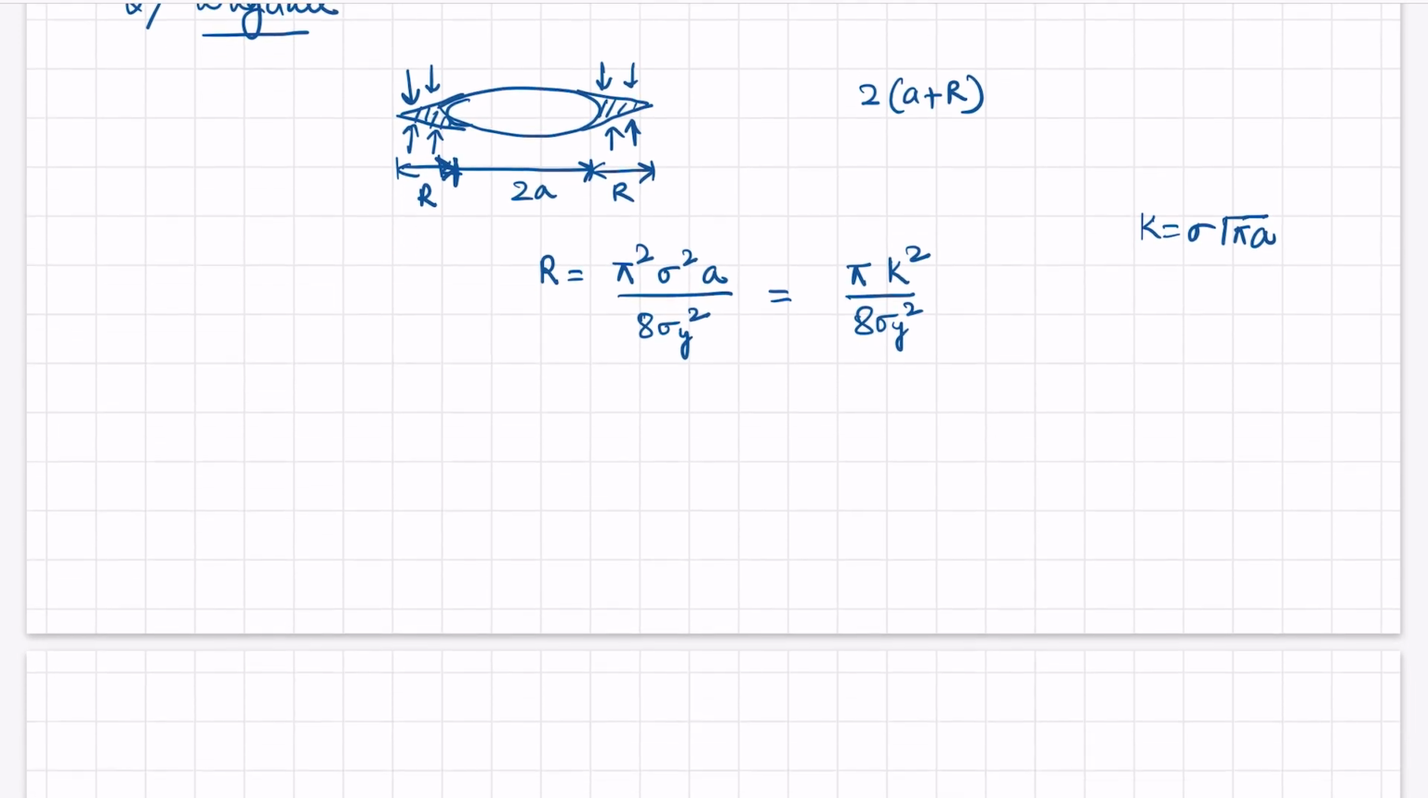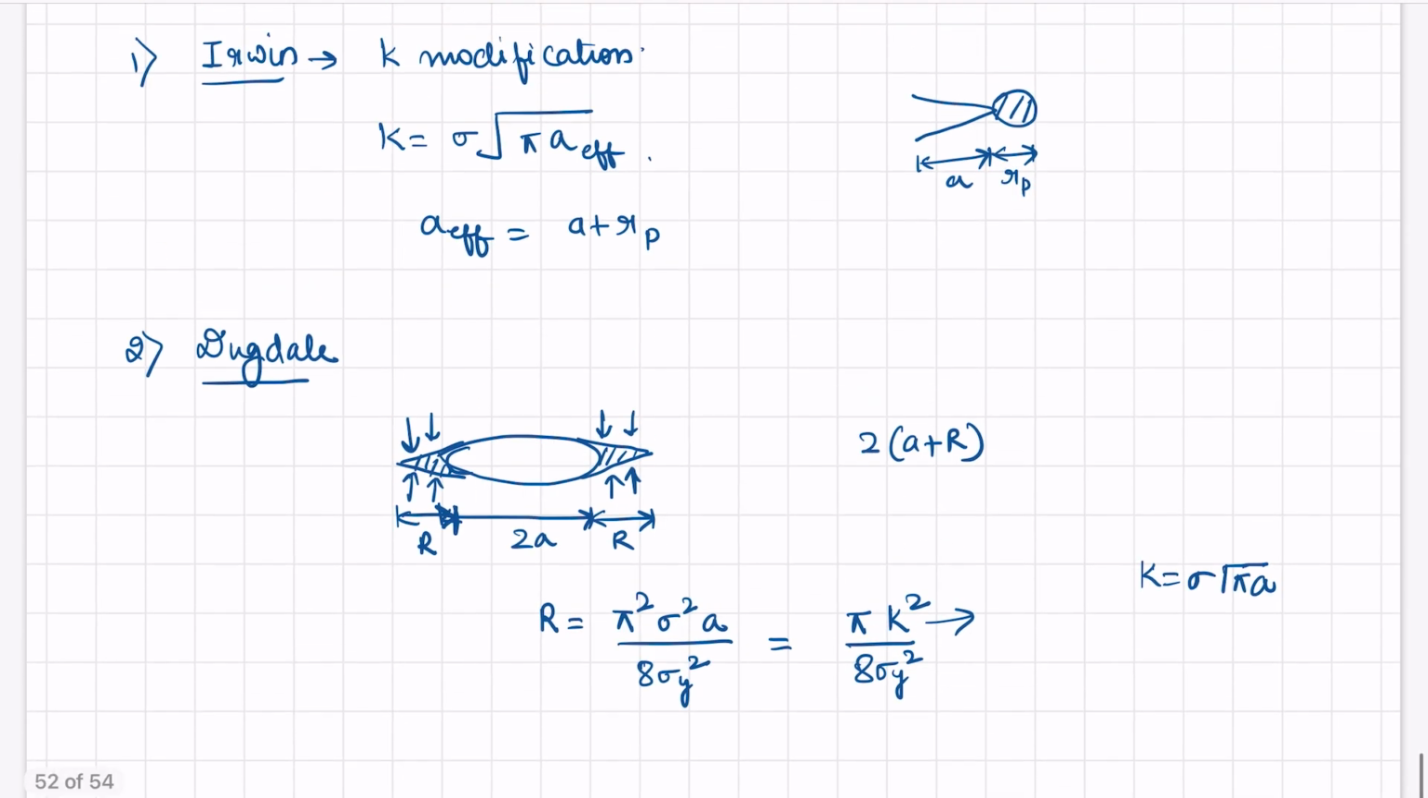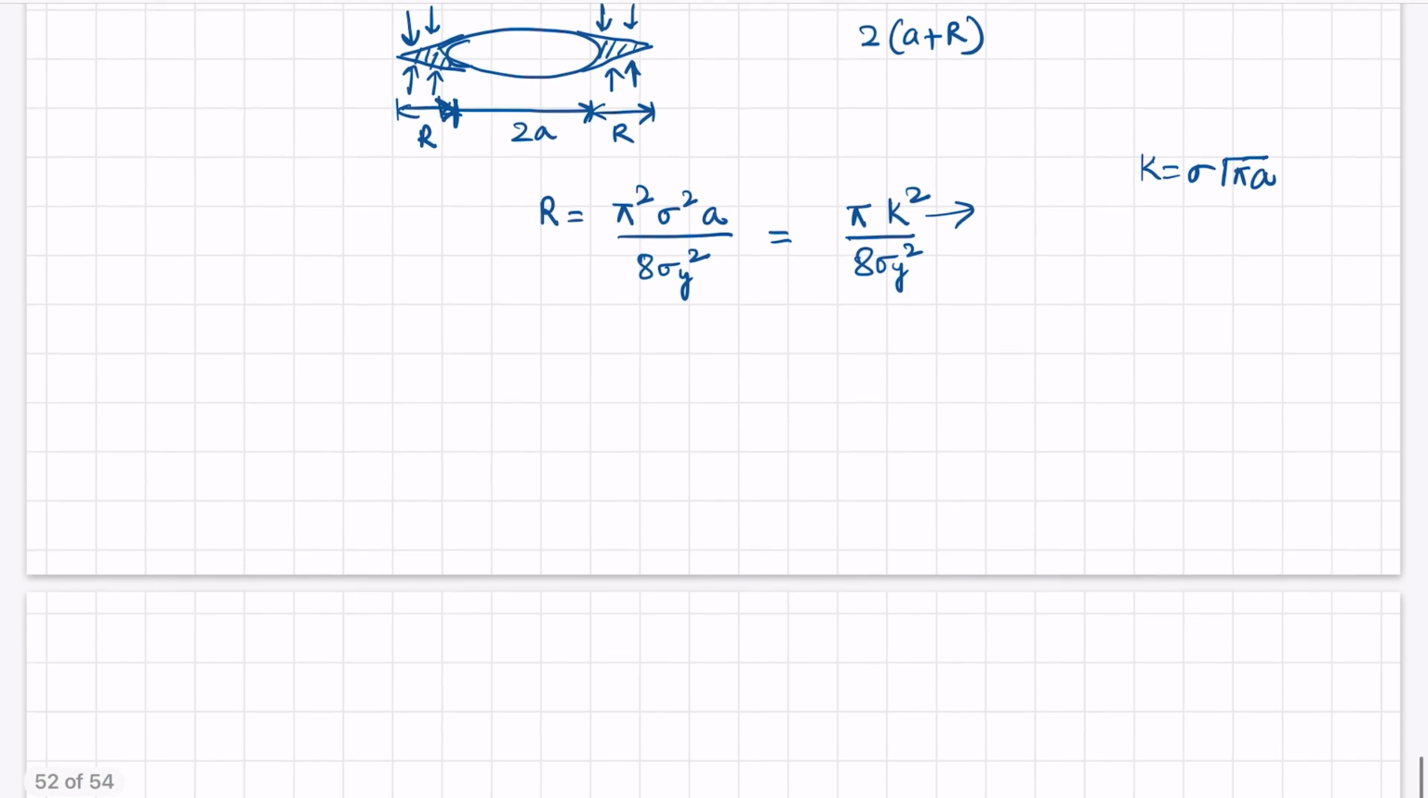Now here we can see it's K, and Irwin has also used the K term. K modification can be done when rp is less than a, when rp is very small compared to the crack length. In that case we have small scale yielding, and K modification can be done.